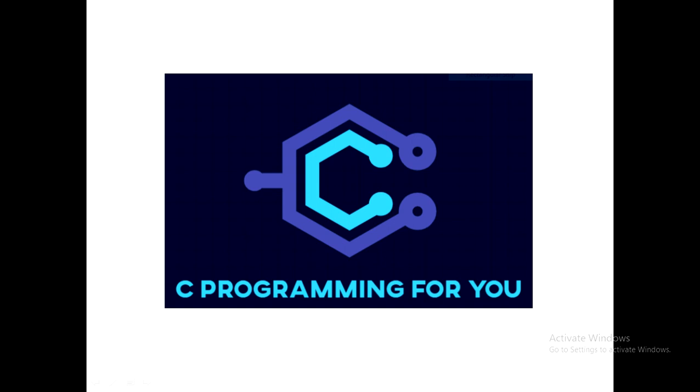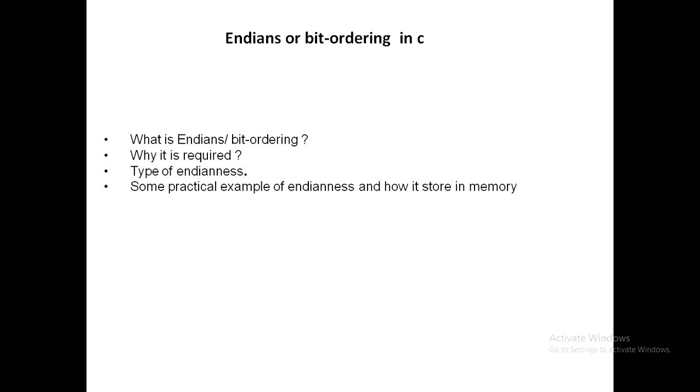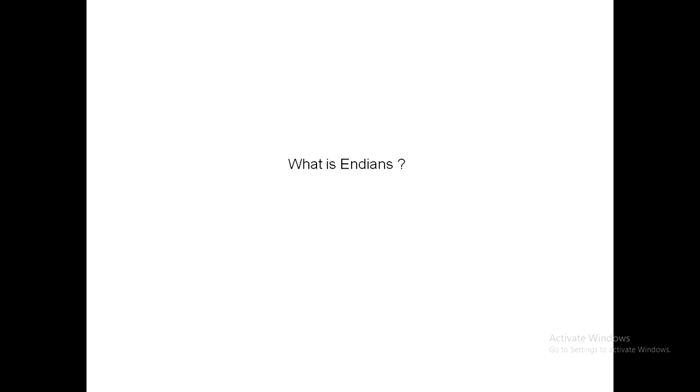In the previous video we checked the compilation stages in C. In this video we will discuss Endianness, or bit ordering, in C. We will cover what Endianness is, why it is required, the types of Endianness, and some practical examples of how data is stored in memory. So let's quickly start the topic of Endianness.